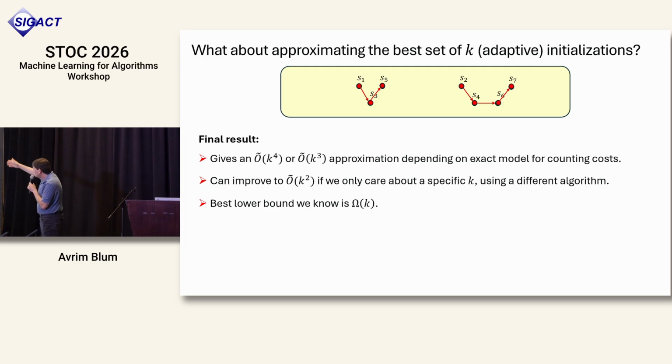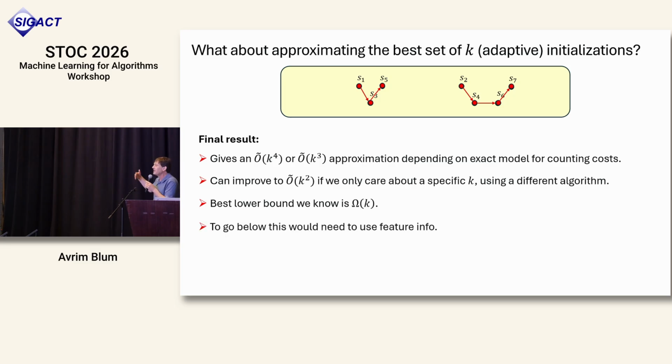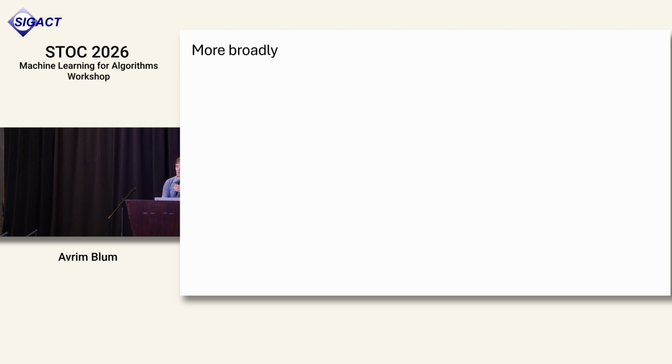So the nice open question is, where is the right answer here? Maybe there's some technique to get a better lower bound. Maybe K squared is right. I don't know. Can you get the K squared without having it simultaneously for all K? That I don't know. Yeah, and to go below this, you would then need to use feature information. Okay, so let me just wrap up here.